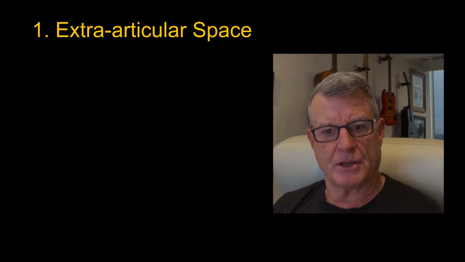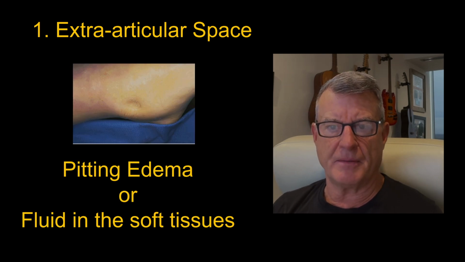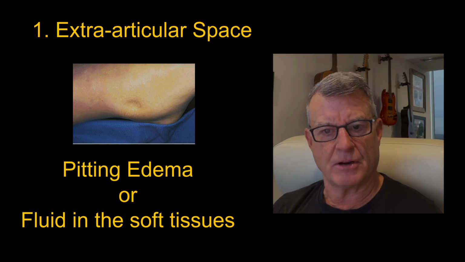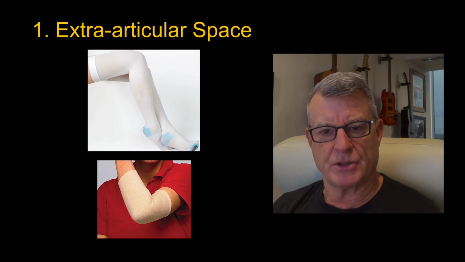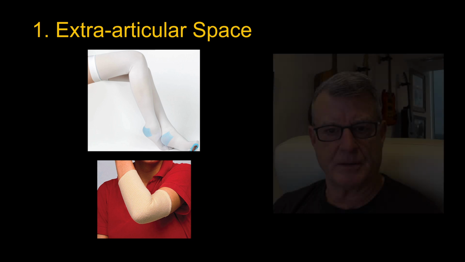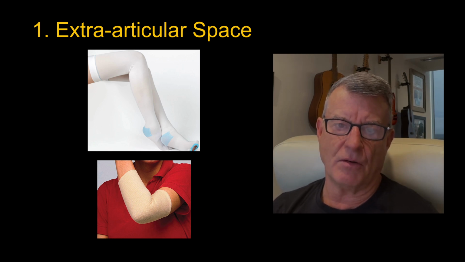Treatment for motion loss due to joint stiffness begins with managing the issues in the extra-articular tissues around the joint. Fluid can collect in these tissues around the joint, called edema. Edema can be managed using compression dressings or bandages, which help move the fluid away from around the joint.